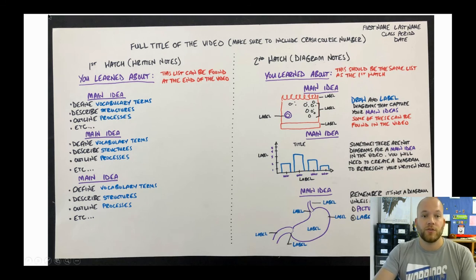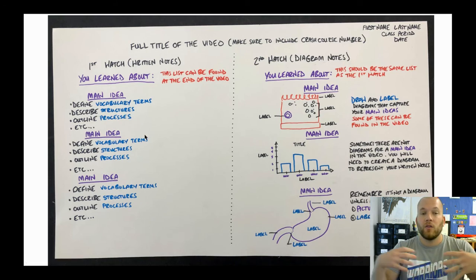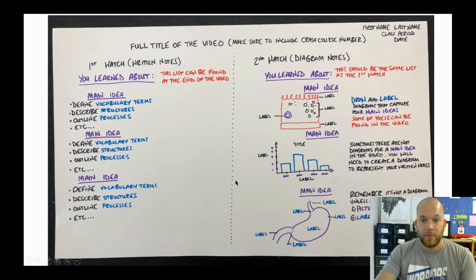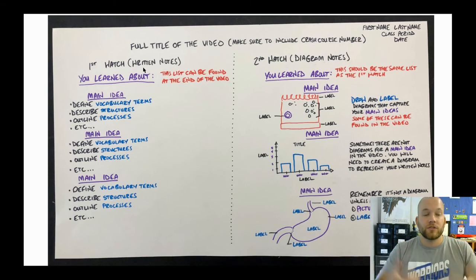Then you're going to watch the video once, and you're going to define vocabulary terms you see, describe structures, outline processes, anything you need for written notes about that main idea. That's what you do on one side of the paper. So you've divided your paper into 2 parts, and on the left side are your written notes. This is your first viewing, your first watch of the video, and you are going to describe the main ideas.